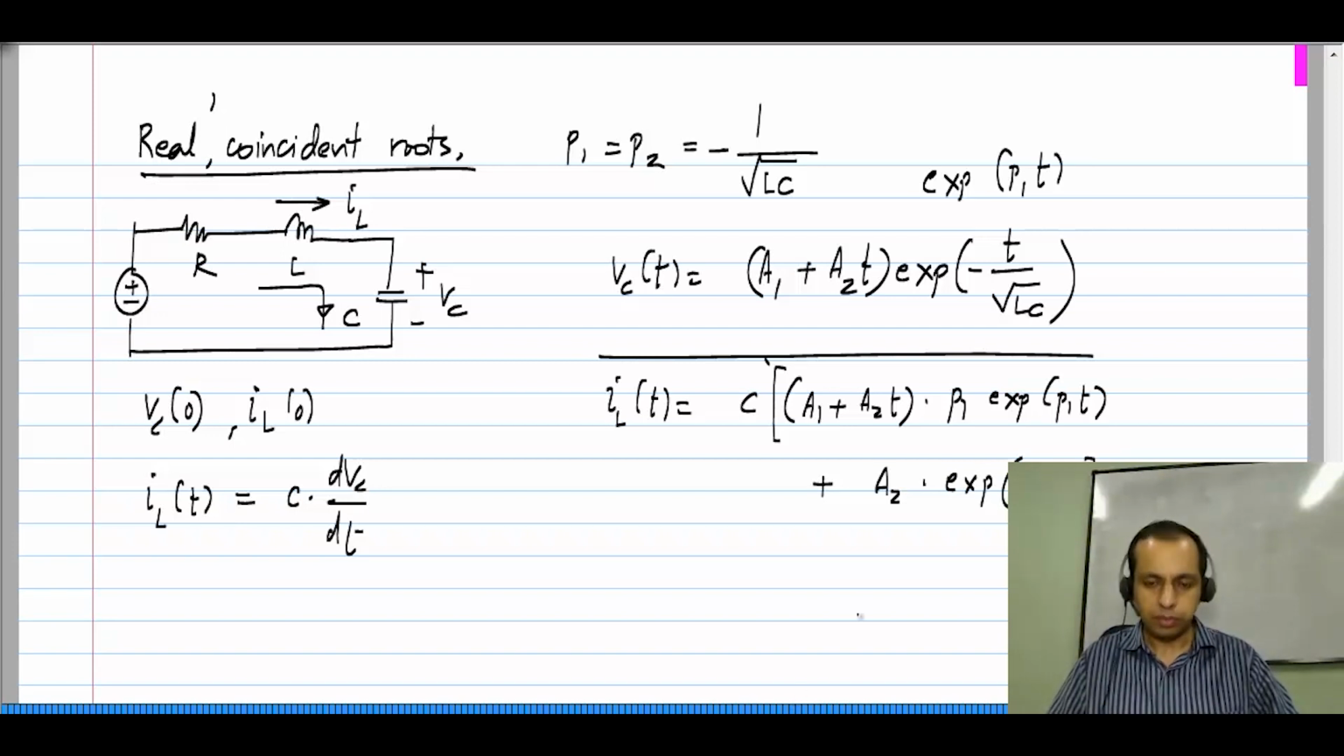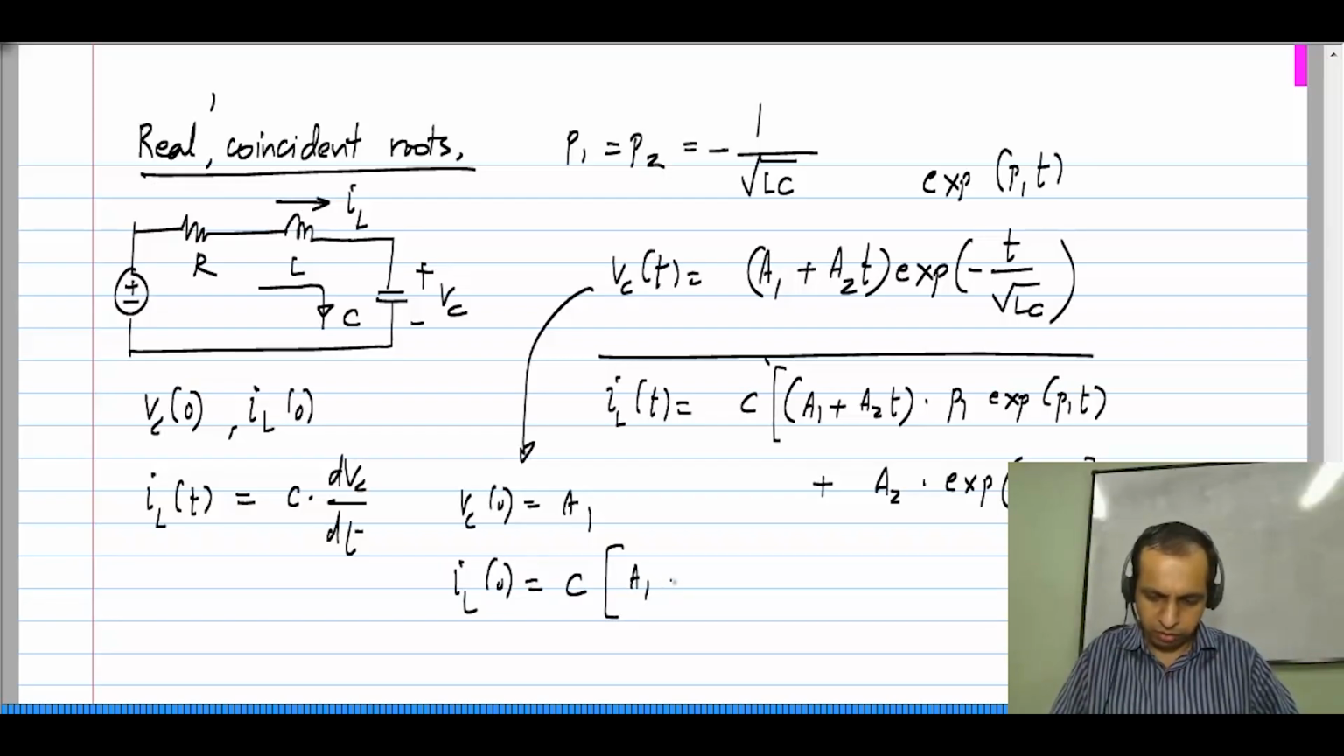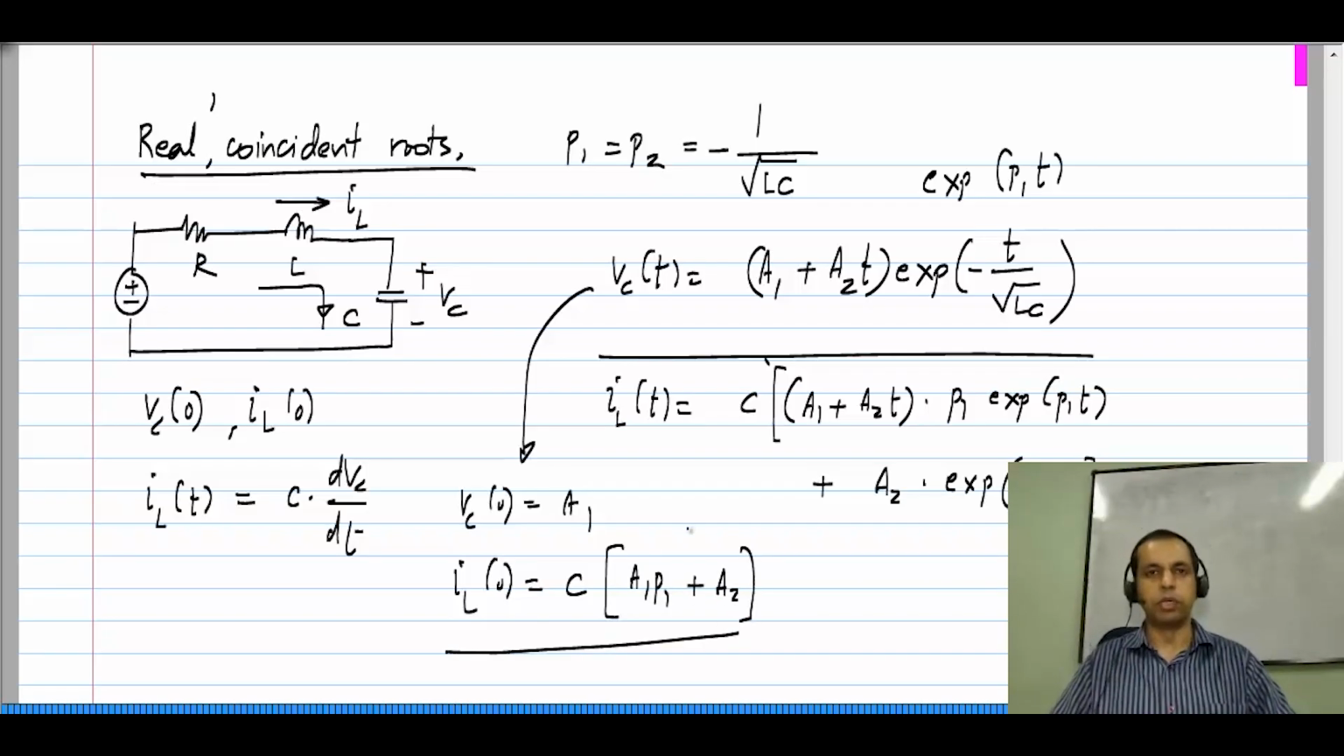So from the first one we will get Vc of 0 to be A1, and from the second one we will get IL of 0 to be C times (A1 P1 plus A2). We have two equations in two unknowns and we can find both A1 and A2.